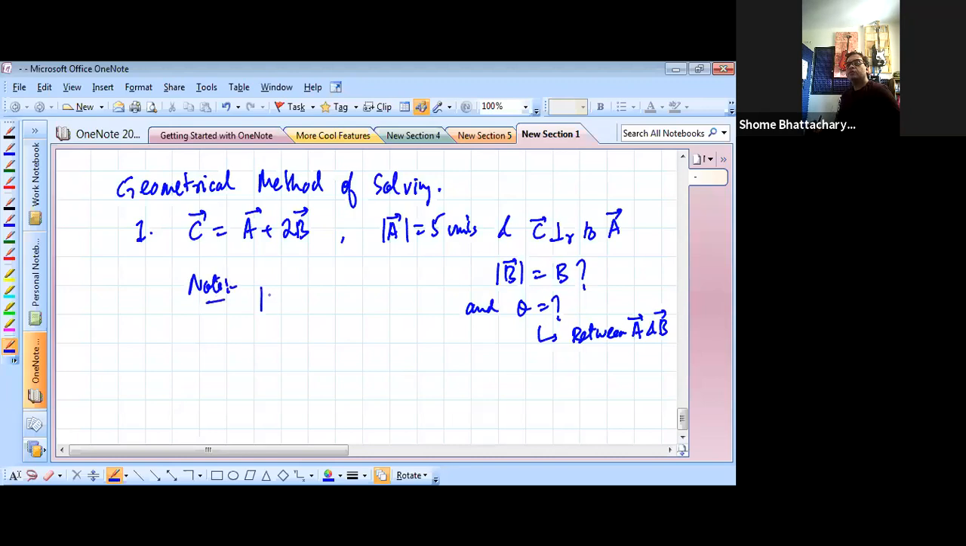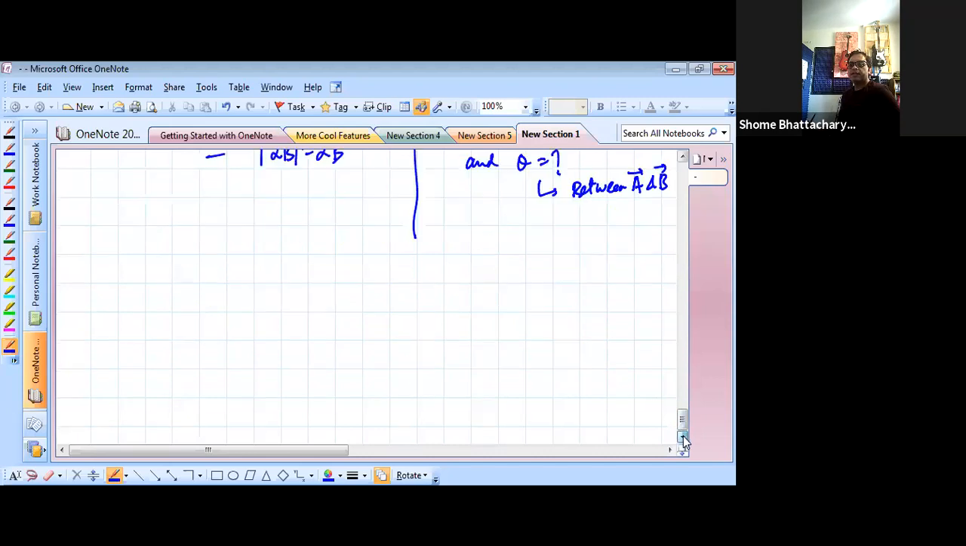So one thing we'll also understand to begin with here, the magnitude of 2B as a vector will be how much? 2 times the magnitude of B. So if we assume that the magnitude of B is just capital B, then in this case we are adding the vector twice of B, so its magnitude will be 2B. So let's draw that triangle and understand how it looks.